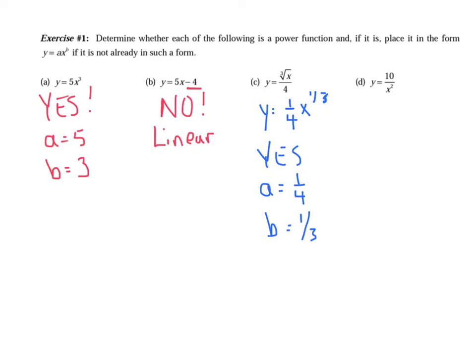On the last one, again, let's be a little creative here. Let's see if we could rewrite it. I'm going to say 10 times x to the negative 2 power. So I just wanted to move that x from the denominator to the numerator. And I would say, yes, this is a power function because the a value is a nice, well-behaved 10. The b value is a little feisty because it's negative, but it's still a nice number, negative 2. And so those are 4 good examples of trying to identify a power function.